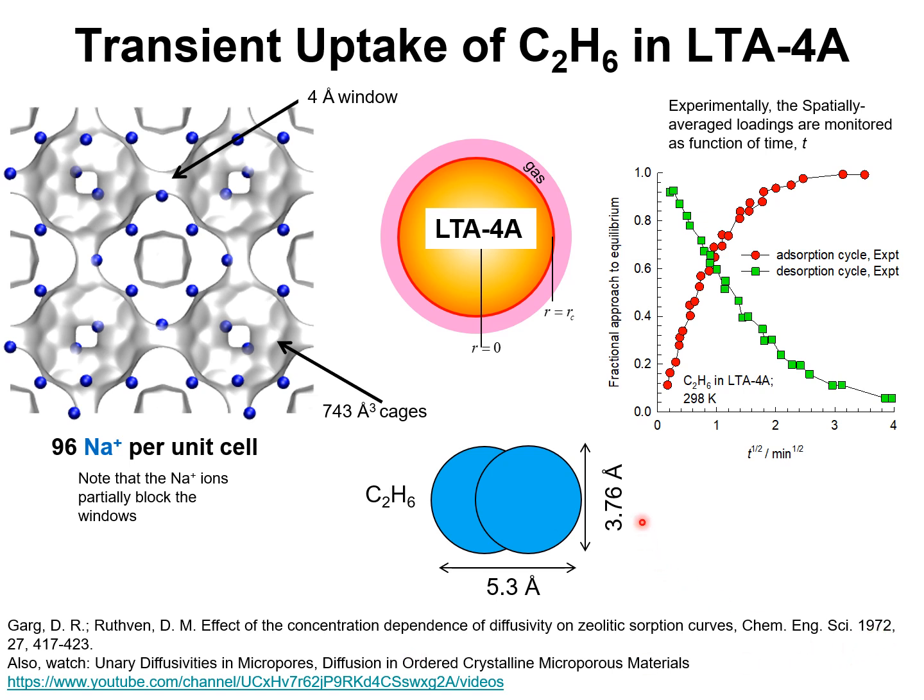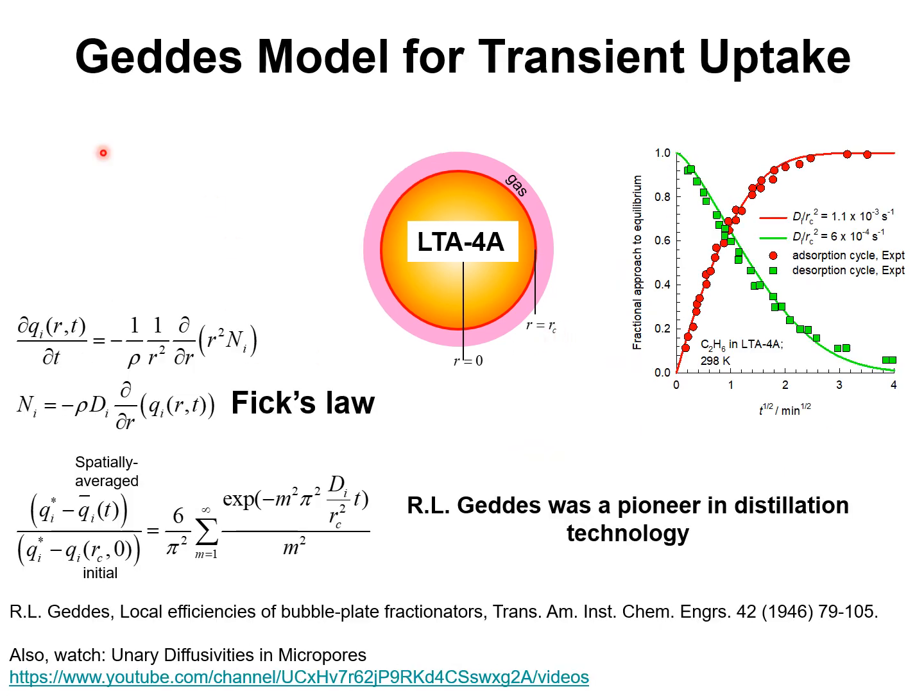Let us set ourselves the task of modeling the transient adsorption and desorption cycles. We develop a model to describe transient uptake of ethane in 4A zeolite. The transient uptake is described by this partial differential equation, where Qi(r,t) represents the molar loading of component i, which is ethane, at position r and time t.